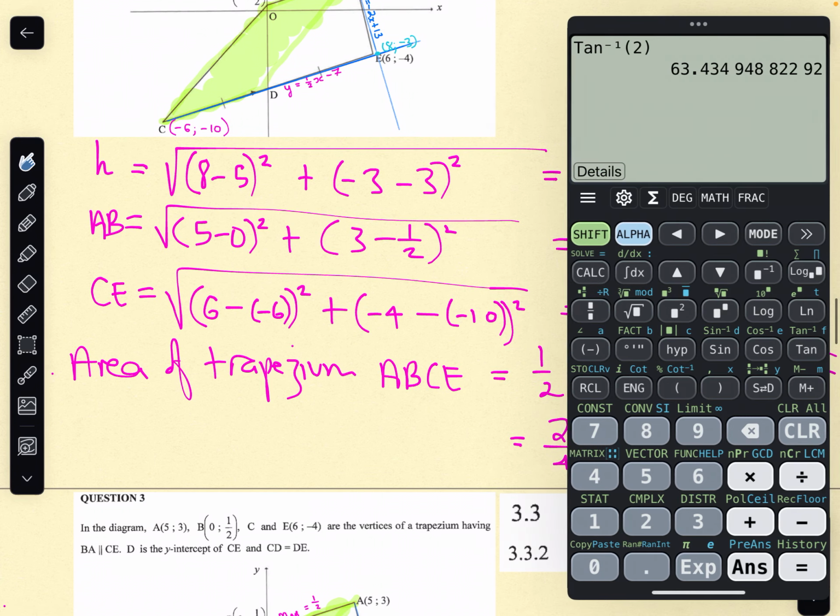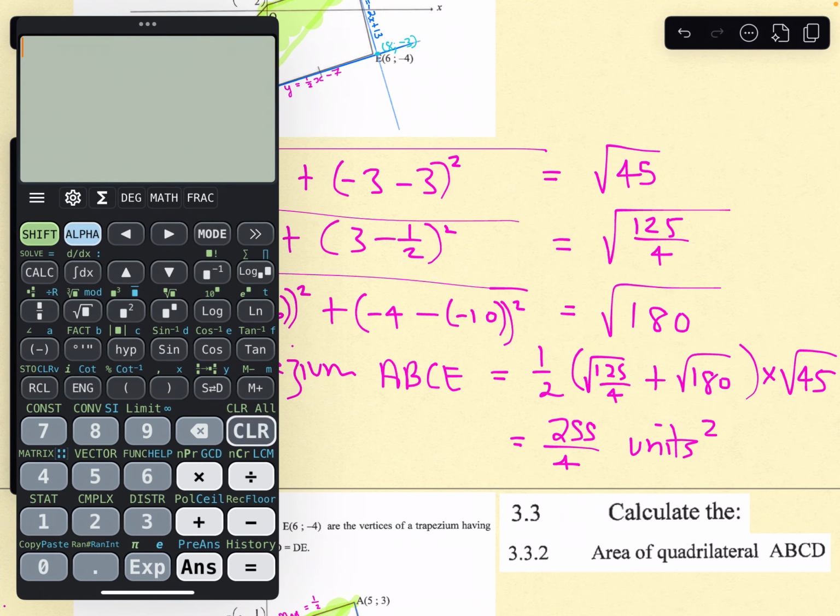Oh, did I? Did I? Oh! 255 divided by 4 is not 41.25. Oh my gosh. Where did I go wrong?